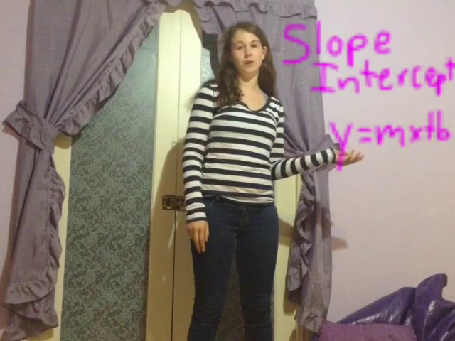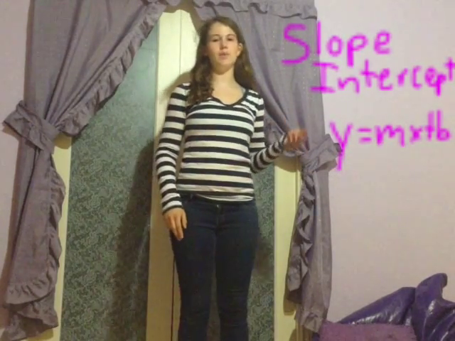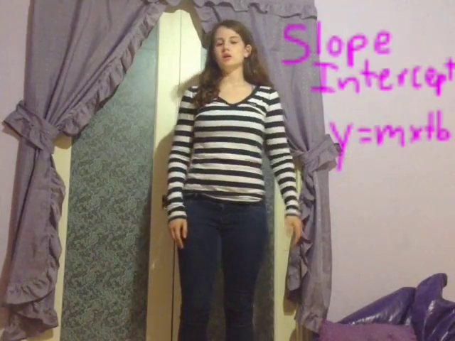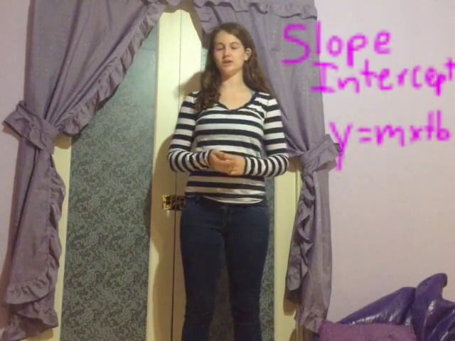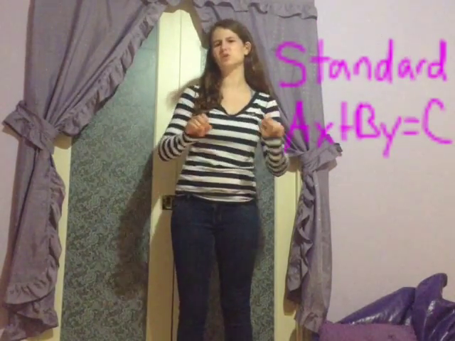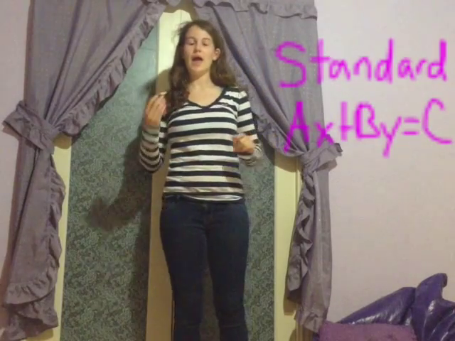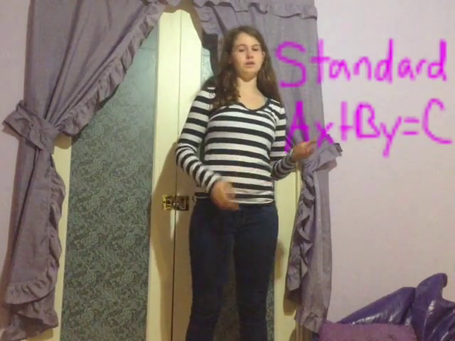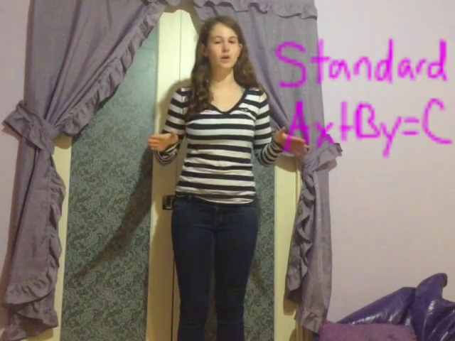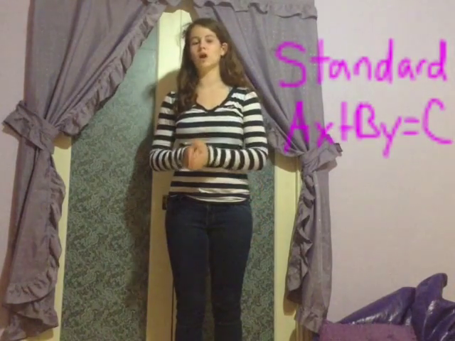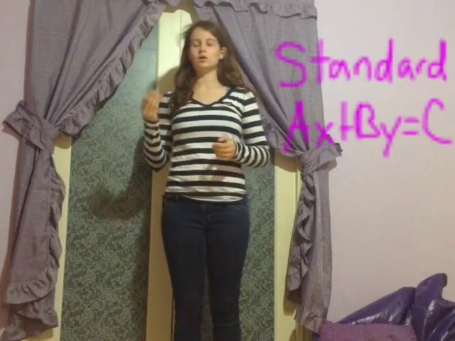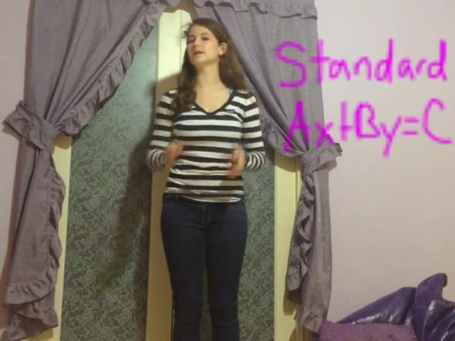Second way, slope-intercept: y equals mx plus b. M is the slope and b is the y-intercept. The third way is standard form. This is a bit confusing, but it's really simple once you get it. Ax plus by equals c. Your a, b, and c must all be whole numbers, and a and b must also not be equal to 0. Also, a must be positive.